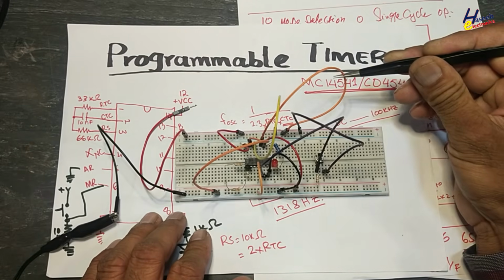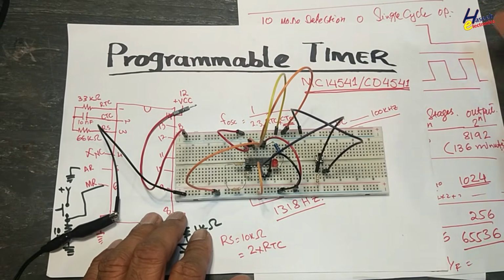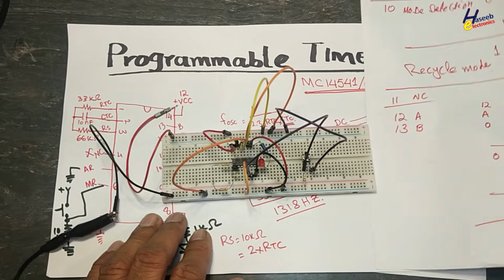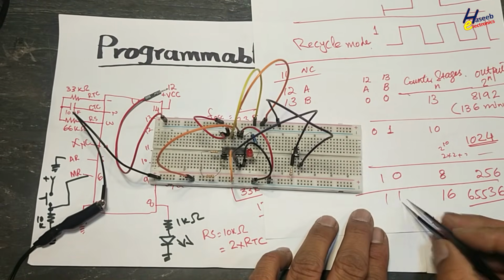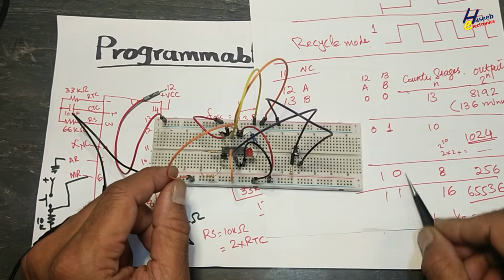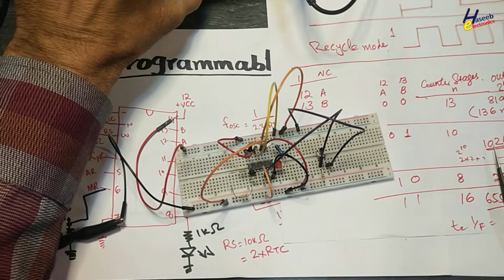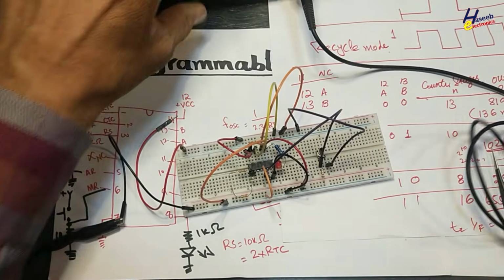Pin number 10 is high, pin number 11 not connected, 12 high, to take this frequency. Pin number 13 low, 14 positive power supply. First we will check oscillator frequency, which we calculated.